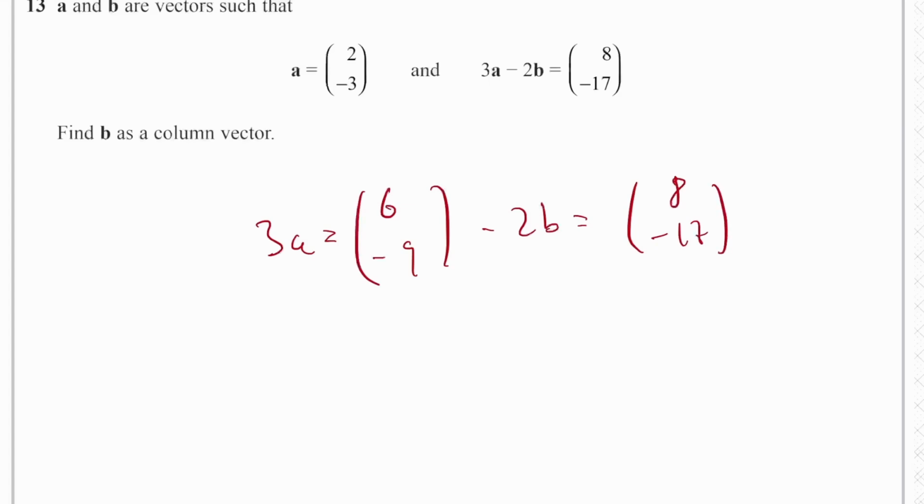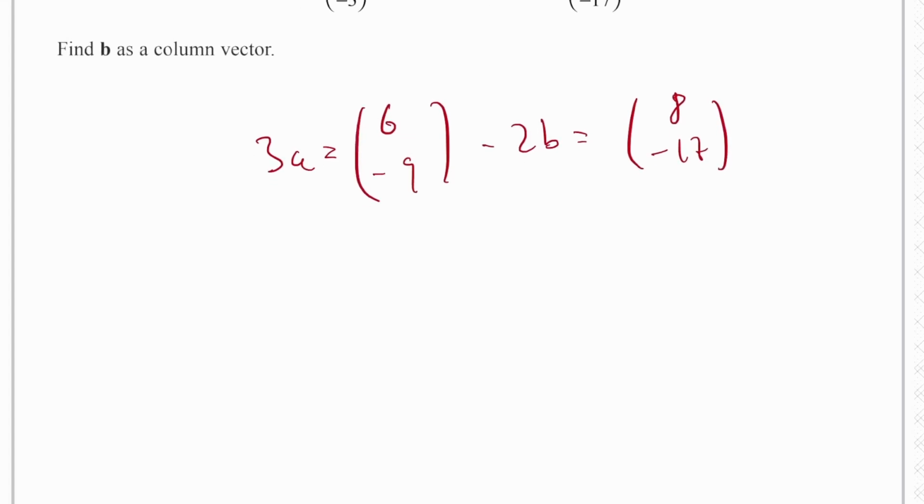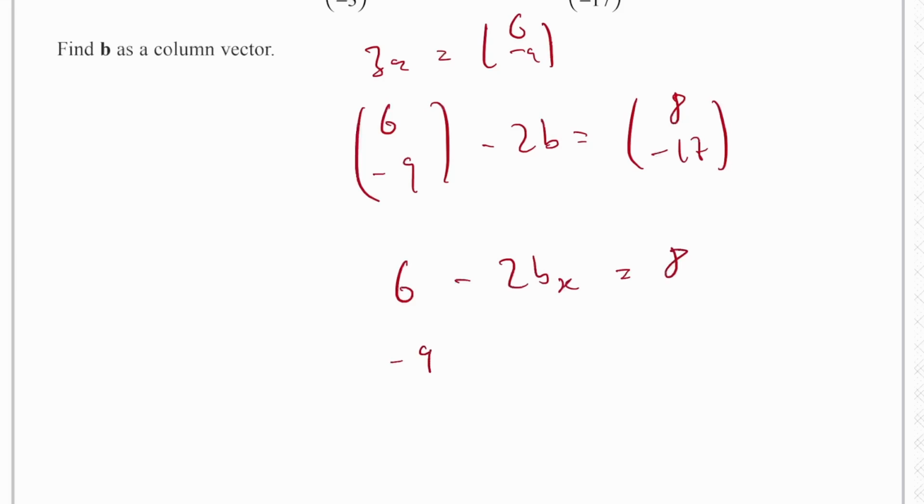So you can just basically take these and work out each on its own, right? And we shouldn't really write it like this, to be honest. You should write these in 2 separate steps. So 3A equals (6, -9). Okay. Then the next thing over here is if you do 6 minus 2bx, we'll call this the x vector, is going to be equal to 8. And then minus 9 minus 2by, we'll call this the y vector, it's going to be equal to minus 17. So we got two individual equations here.